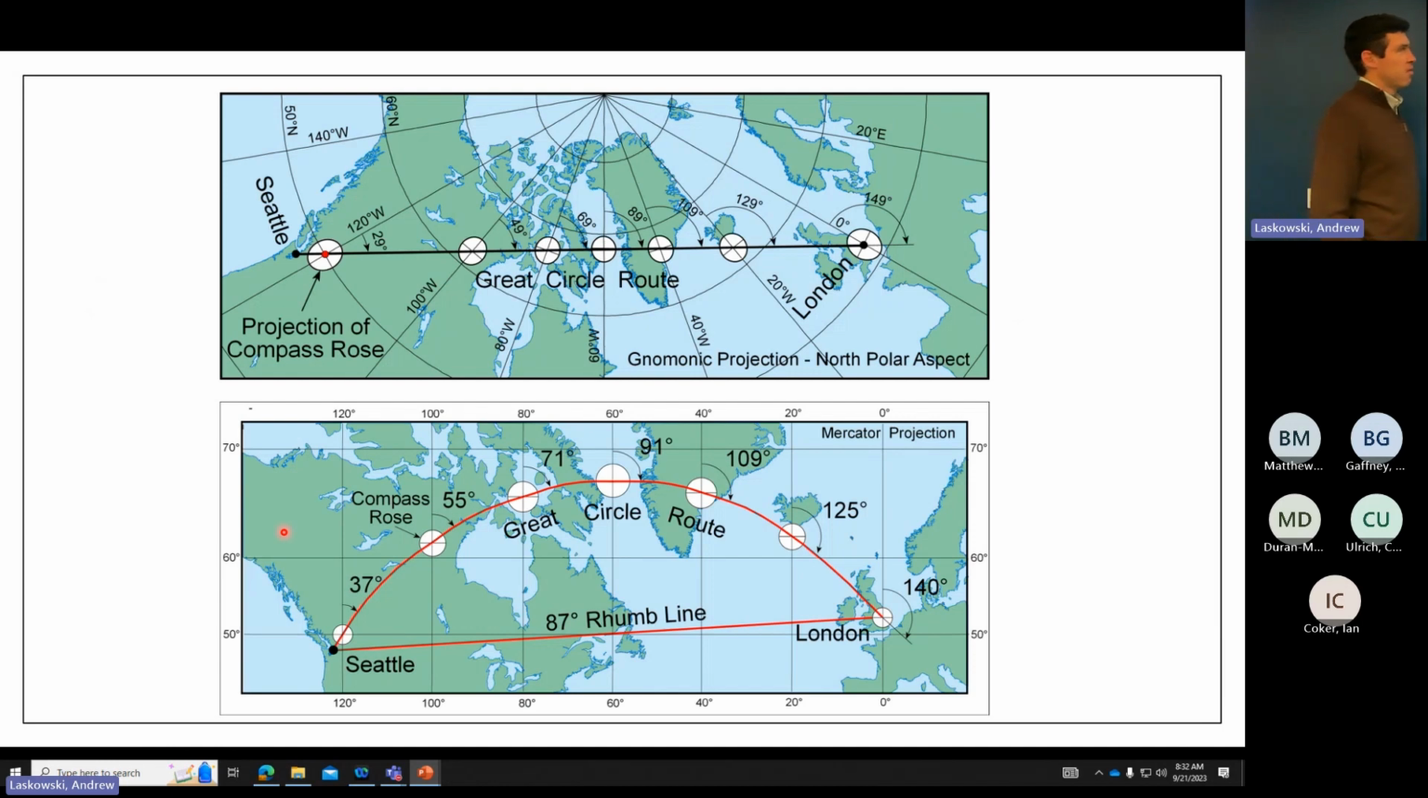Before I get into the details of more map projections, why we might choose one over the other, I wanted to highlight or revisit an idea that I talked about in last lecture, which is the shortest line path between 2 points on Earth. And I want to illustrate how different projection choices can represent different paths in different ways.